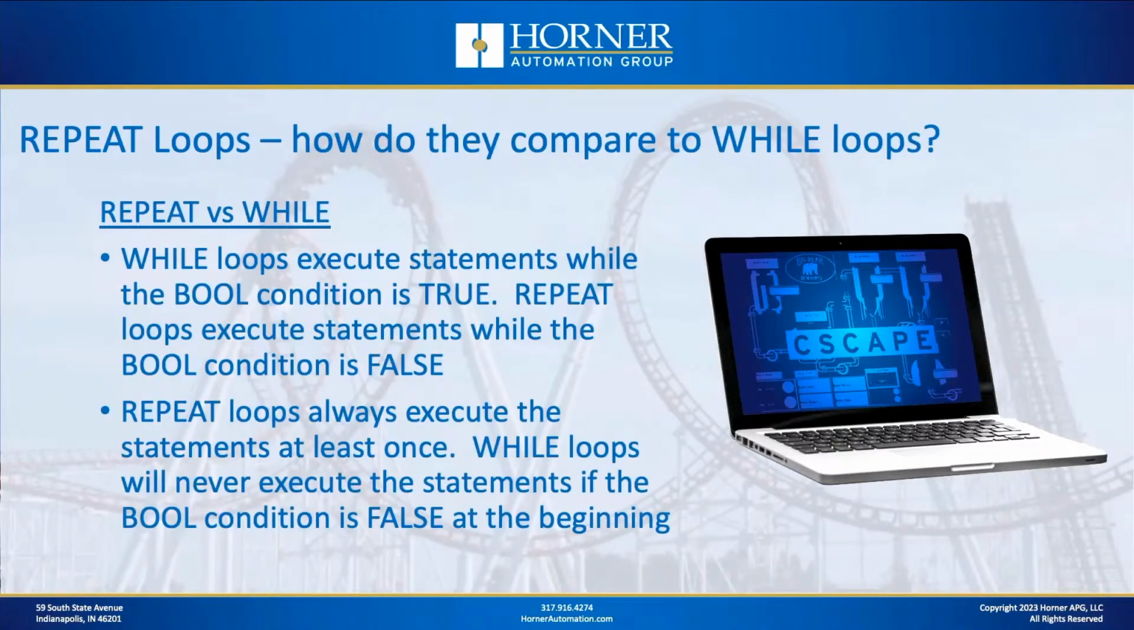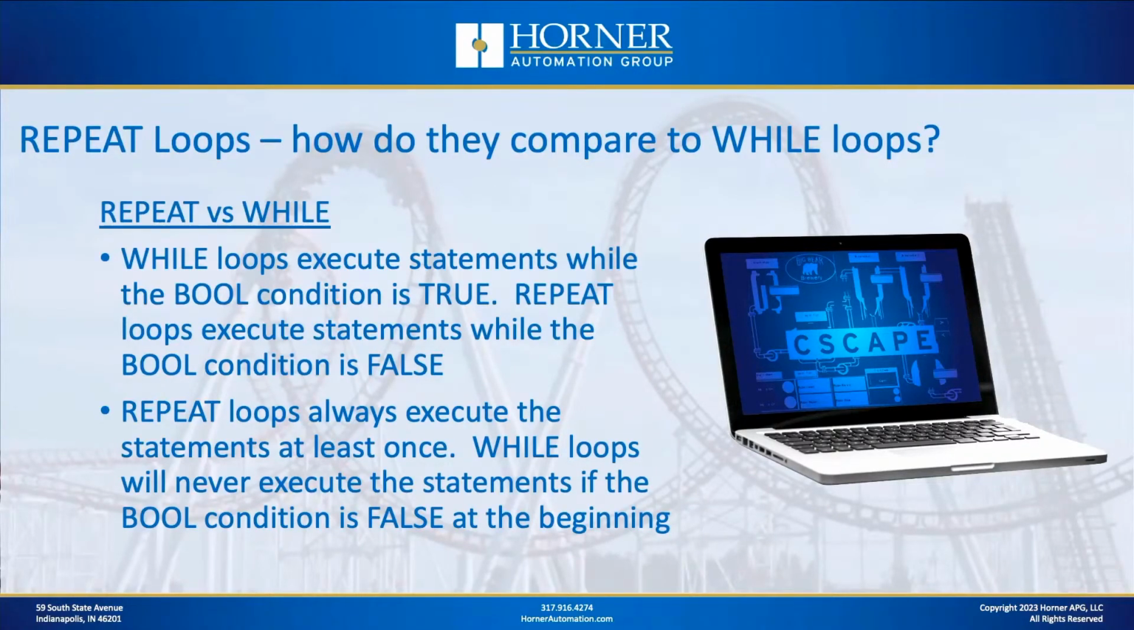So as we compare repeat and while, a couple of things I just want to tie up in a nice little bow here. While loops execute statements while the Boolean condition is true. Repeat loops execute the statements while the Boolean condition is false. So that's a big difference. And then repeat loops always execute the statements at least once, and that's because the statements are listed before the condition. While loops are the opposite. The condition comes first, then the statements. So therefore, there's no guarantee that you're going to execute those statements if the Boolean condition is false at the very beginning.